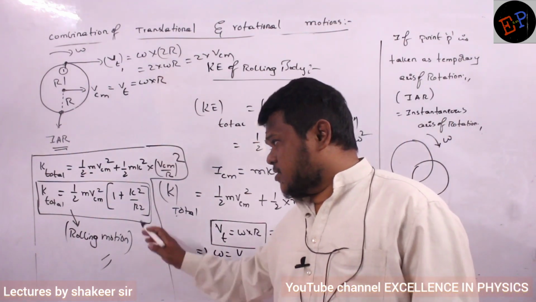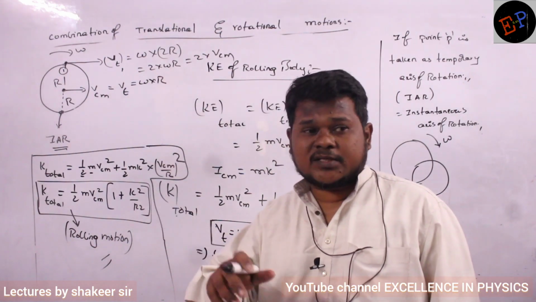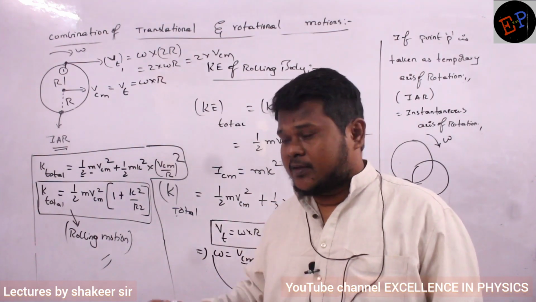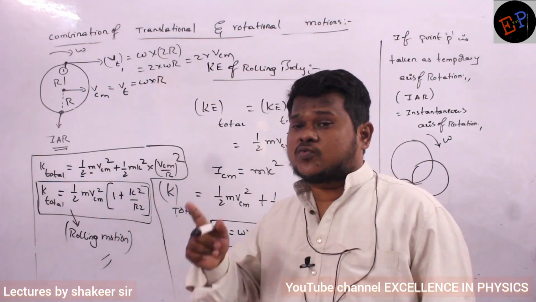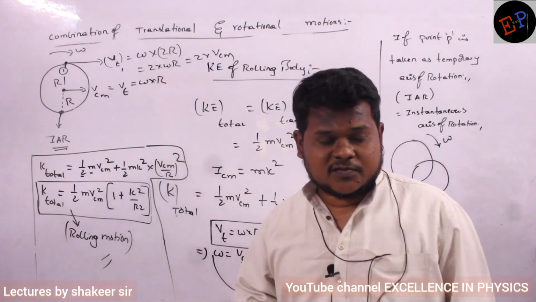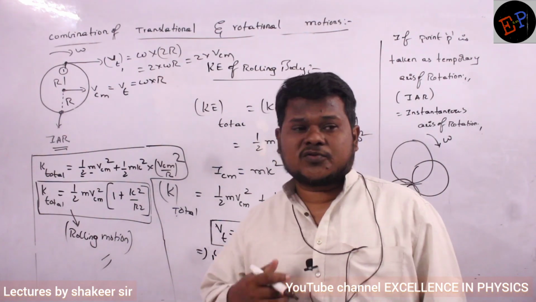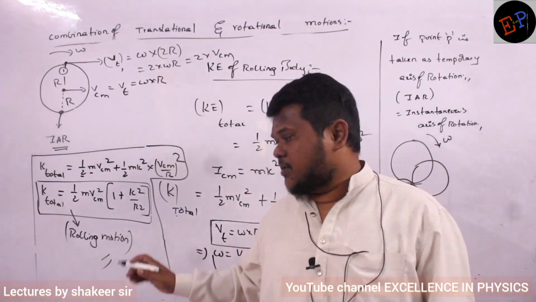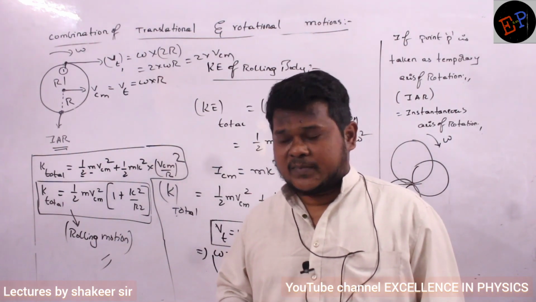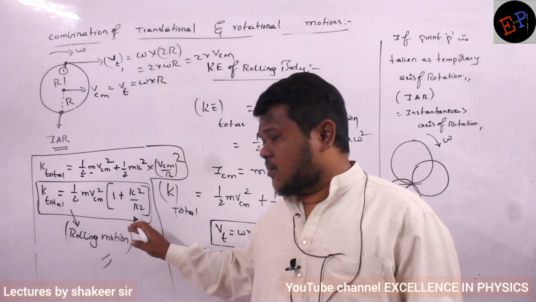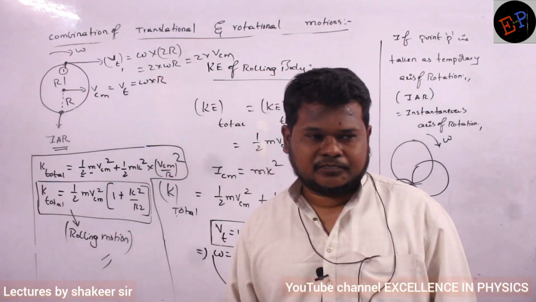While studying moment of inertia, we discussed k square by r square. Do you remember? K square by r square denotes the shape of a body. If k square by r square is 1, then it is a ring. If it is 1 by 2, then it is a disc. If it is 2 by 5, it is a solid sphere. If it is 2 by 3, then it is a hollow sphere. You remember already. To make the calculations easy, we have converted this total kinetic energy equation into this form. Is it clear?